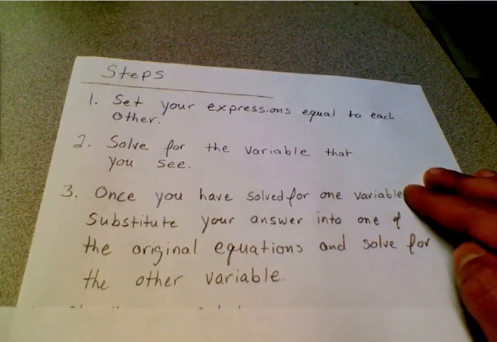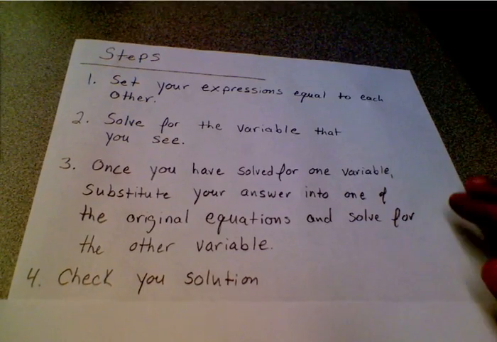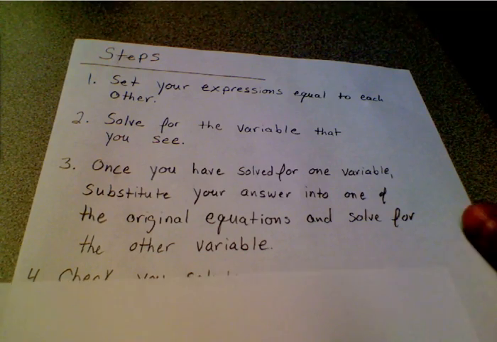And the third step here is, once you have solved for one variable, substitute your answer into one of the original equations and solve for the other variable. Again, just important that you have this written down and off to the side here when we go and we practice. And then finally, fourth one here, check your solution.